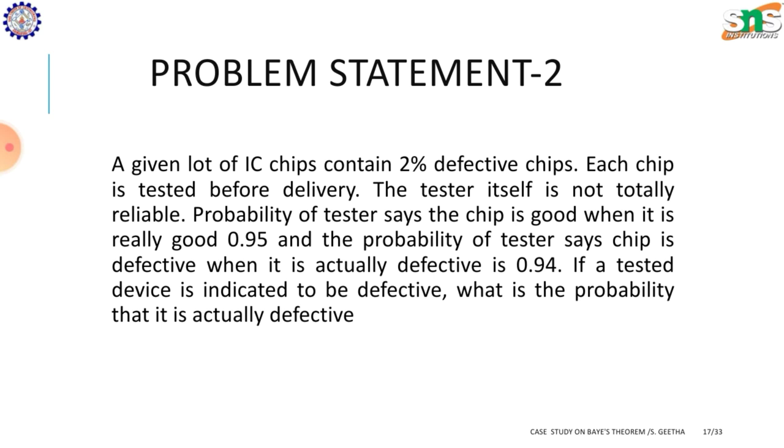Here we are having a lot of IC chips. It has 2% of defective chips. Each chip is tested before delivery. They have given the probability of a good chip as 0.95, and the probability of a defective chip as 0.94. If the tested device is indicated to be defective, now we are going to find the probability that it is actually defective.